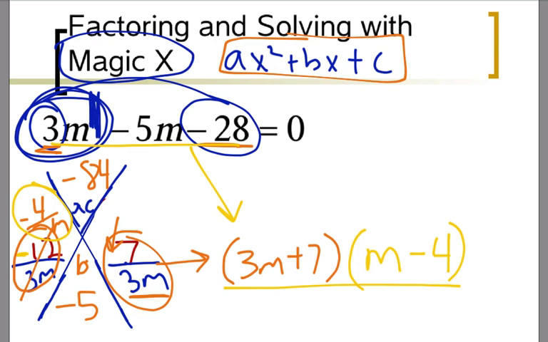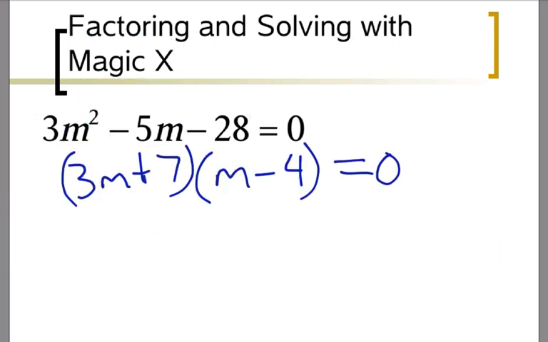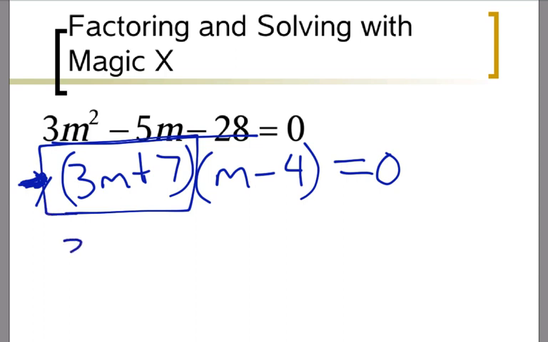We're going to hold these and then set them equal to 0. So I'm going to erase and make some room again. Now once you've factored, this left-hand side is now at this level, and it's equal to 0. Now what I should do is set each one of these equal to 0 on its own. So 3m plus 7 equals 0.